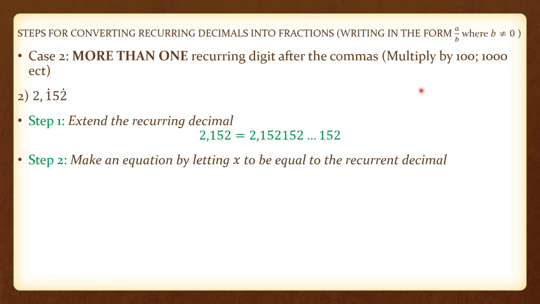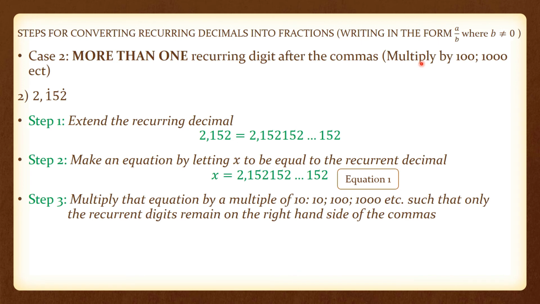Step 2, make an equation by letting x equal to the recurrent decimal. So x equal to all this. That makes x equal to 2,152, 152 repeating indefinitely, and we call it equation 1.